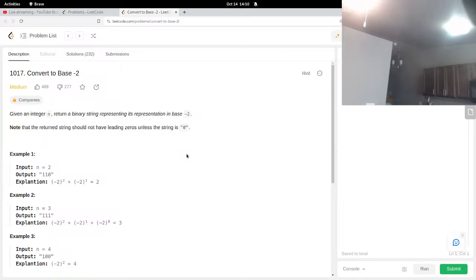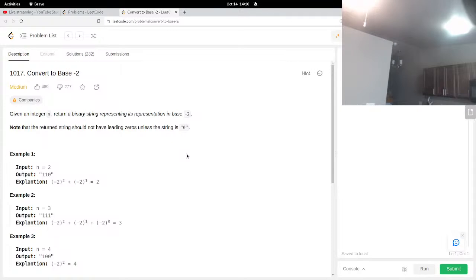Okay, and then if I go on the other side, if I go 5 ones, 1, 2, 3, 4, 5, then it's like negative 2 to the 0 plus negative 2 to the first plus negative 2 squared plus negative 2 cubed plus negative 2 to the fourth.